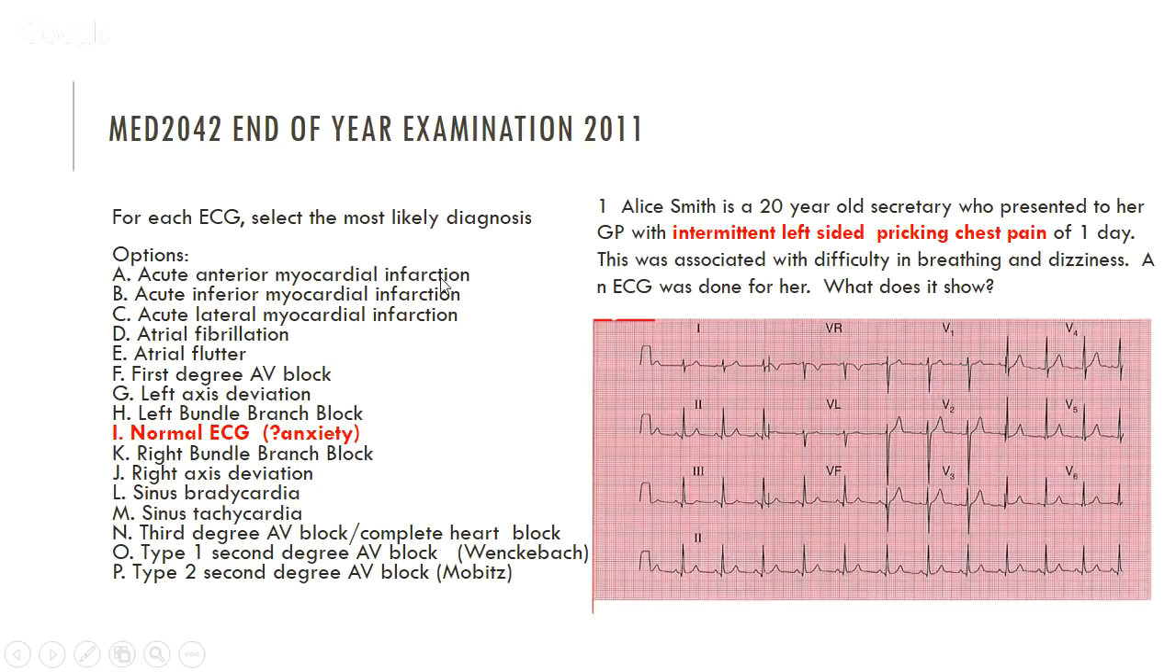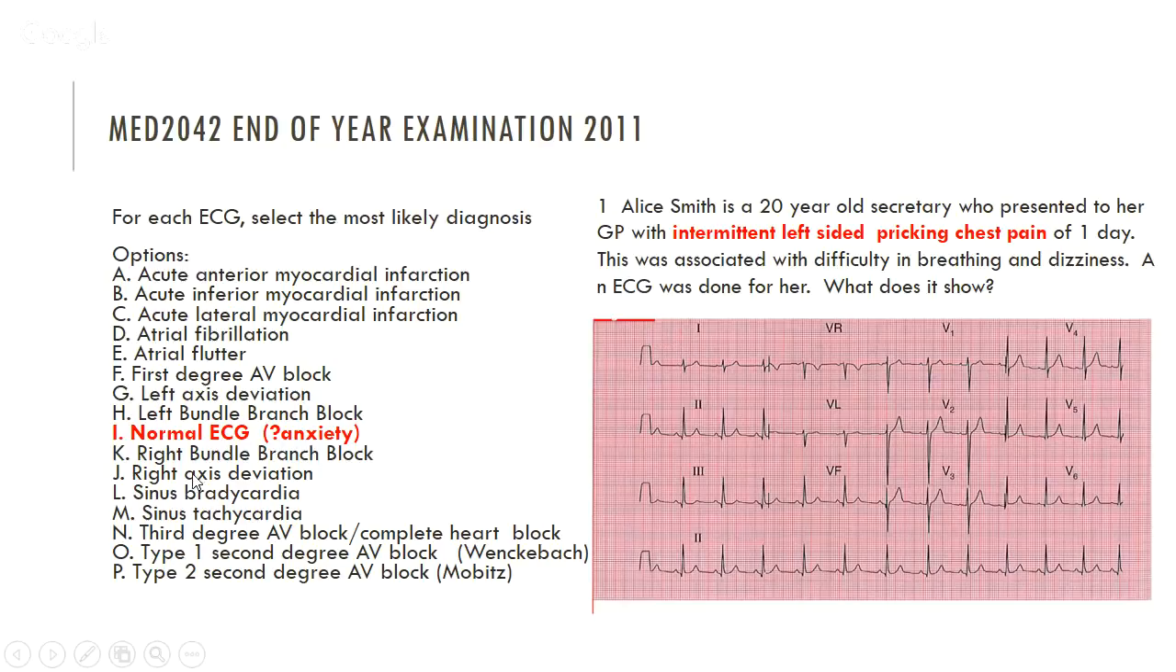Like, there's no myocardial infarction. I can't see any significant ST elevation. It's not AF, it's regular. There's no sawtooth pattern. The PR doesn't look prolonged. The axis is normal. There's no broad QRS, so it's not a bundle branch block. And the rate is between 60 and 100.